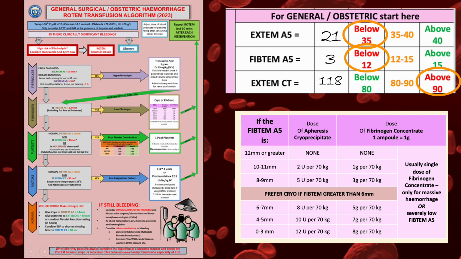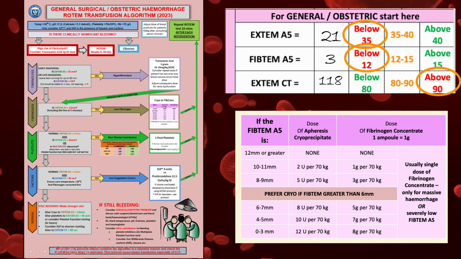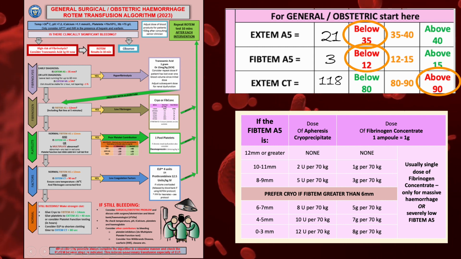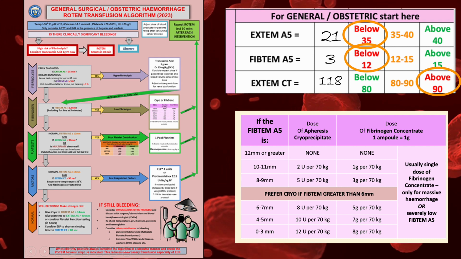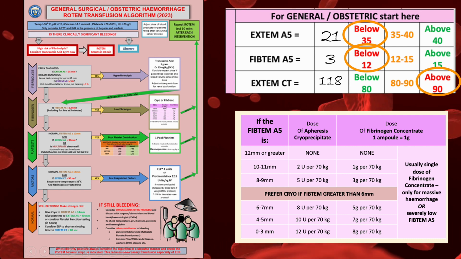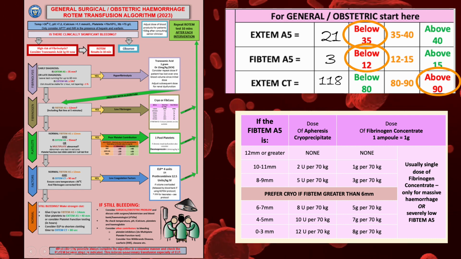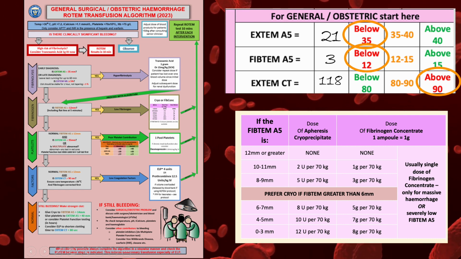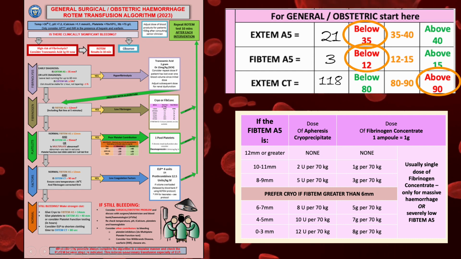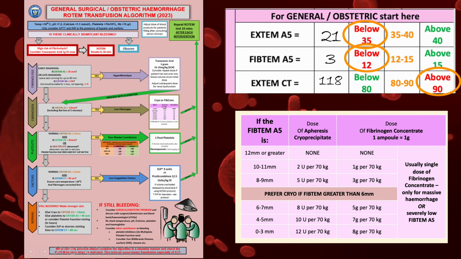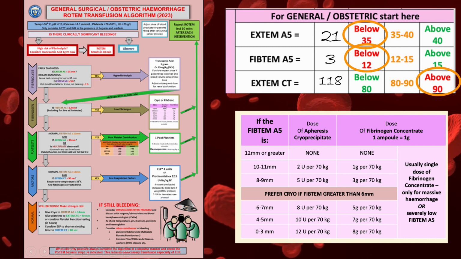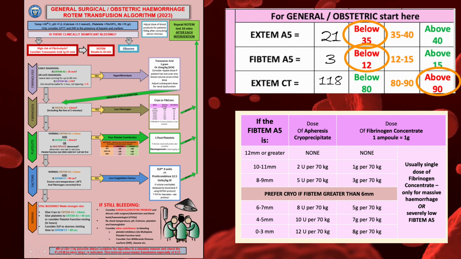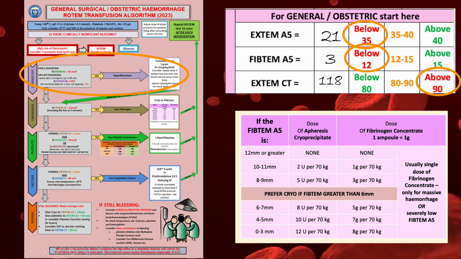Starting from the top, she does have clinically significant bleeding. Remember, you must have significant bleeding to perform a ROTEM. Now the first step asks for the EXTEM A5. If the number is less than 35, it suggests that there is hyperfibrinolysis. This can be treated with tranexamic acid, if not already given. Sarah's EXTEM is 21 and she is a trauma patient, so we would definitely give tranexamic acid.